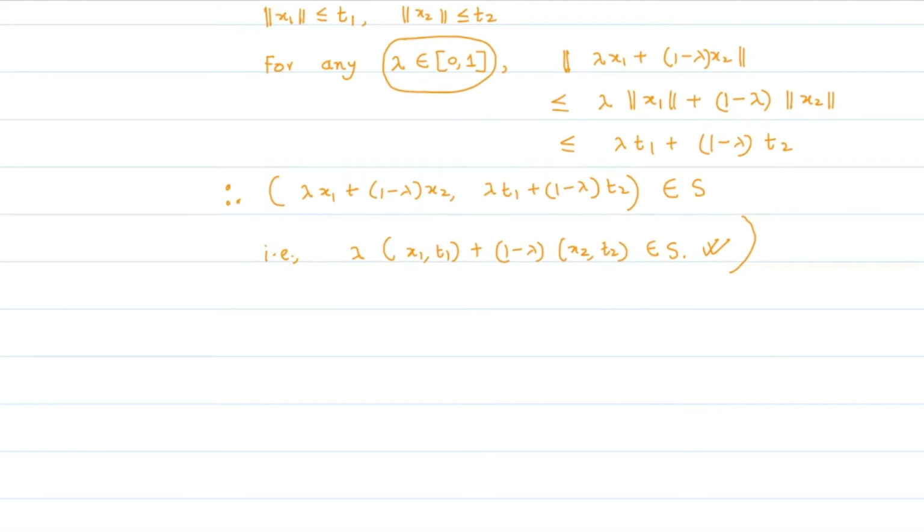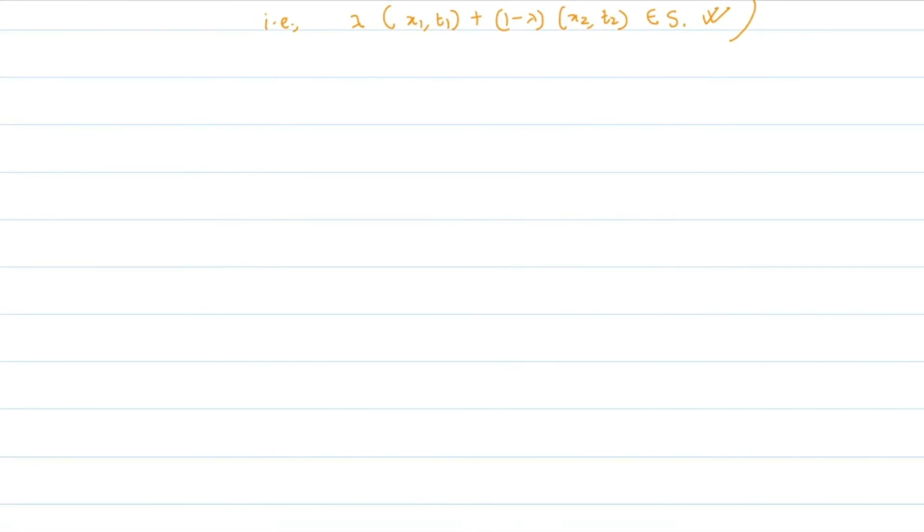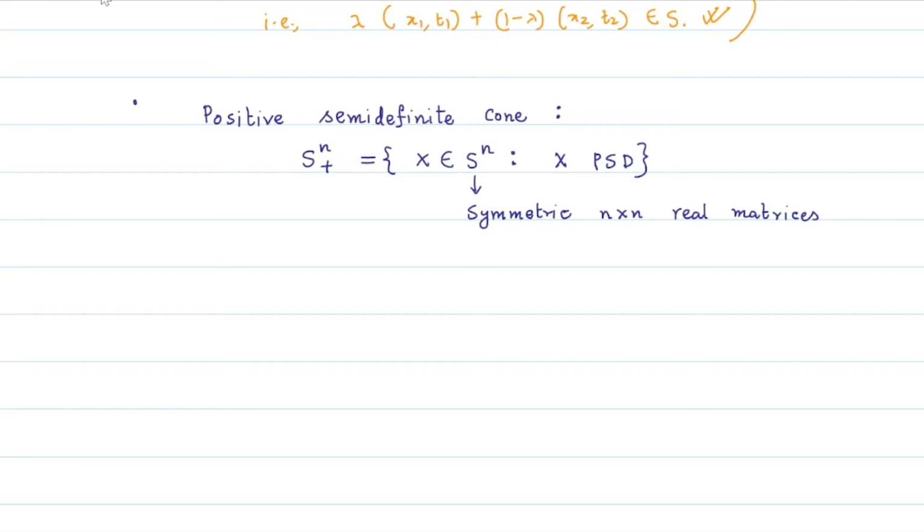Another example of a convex cone is the cone of all positive semi-definite matrices, which we call the positive semi-definite cone. We denote this set of all positive semi-definite matrices of order n by Sn plus, which is the collection of all matrices of order n by n that are symmetric and positive semi-definite. I am again keeping a home task that you please prove that this set Sn plus is a cone as well as a convex set.